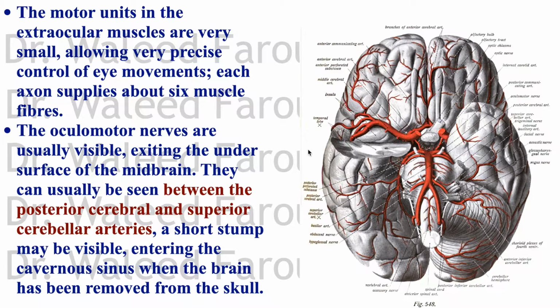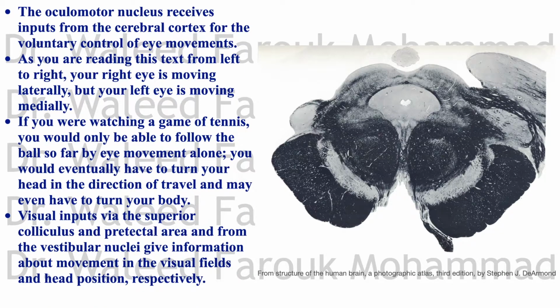You can identify the oculomotor nerves emerging between the midbrain and pons, and usually between the posterior cerebral artery and the superior cerebellar artery. See, it comes out between these two arteries, and they enter the cavernous sinus on their course to the superior orbital fissure, where the oculomotor nerve divides into superior and inferior divisions to supply the extraocular muscles we mentioned before. These are the nuclei of the oculomotor nerve, meaning the motor nucleus and the Edinger-Westphal nucleus, and this is the oculomotor nerve emerging from the midbrain.